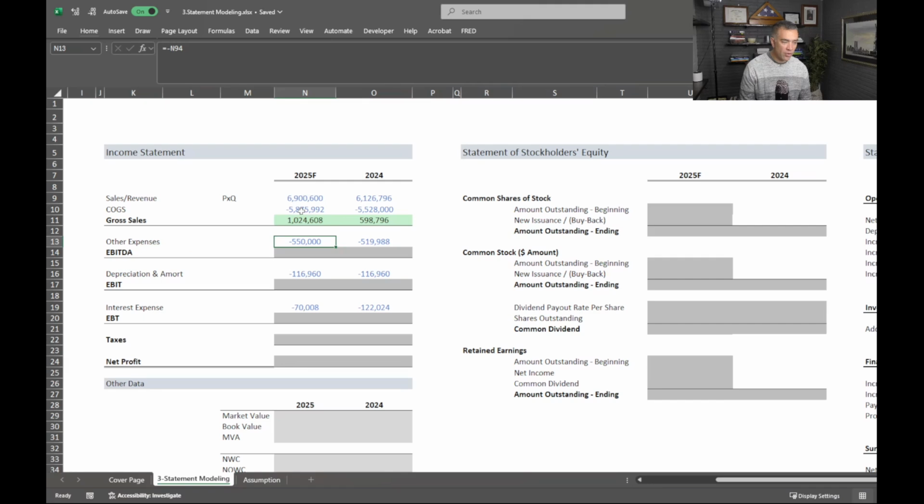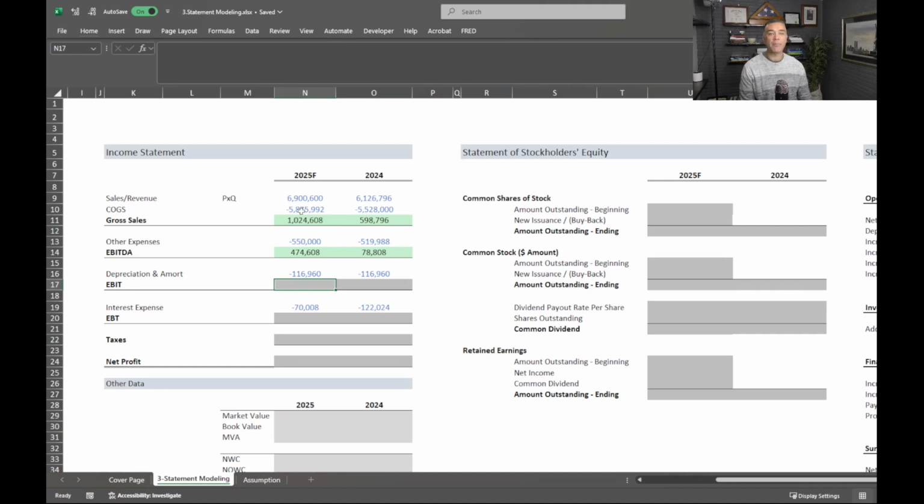Now we're going to go down to EBITDA. As we go down, all we do is find the last calculated field, and there are a couple of ways we could do it. I could do the sum function, and then I'm going to hold down Shift and just highlight those. So what we're doing is taking the last calculated field and subtracting out the other expenses.